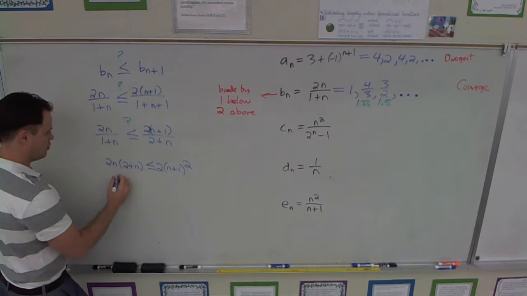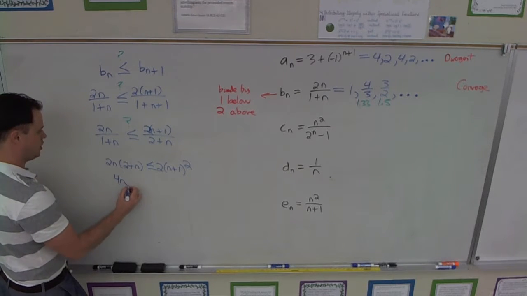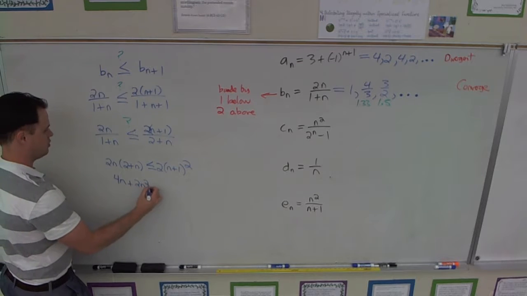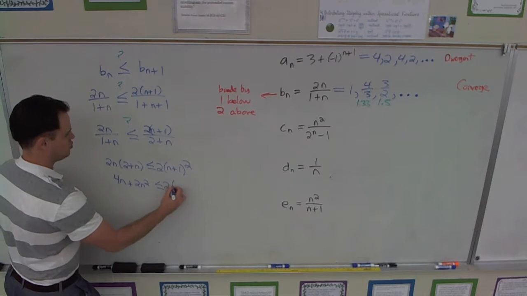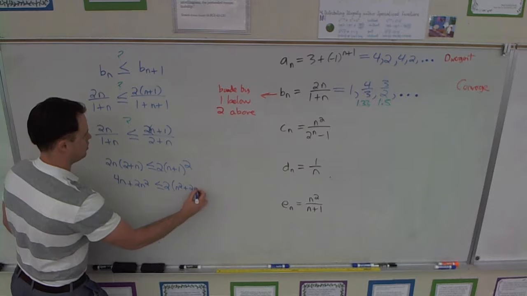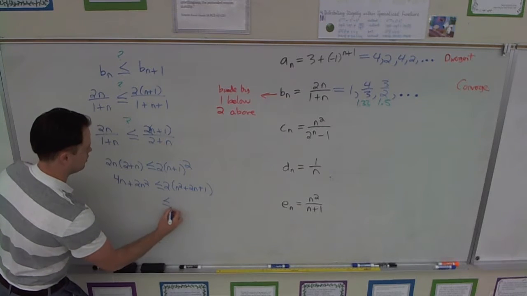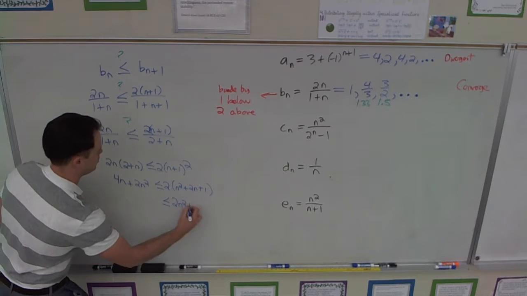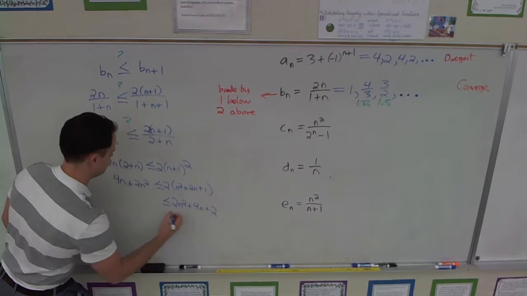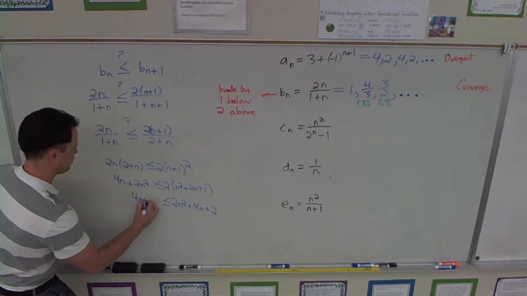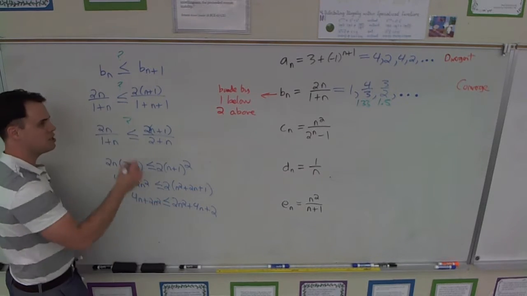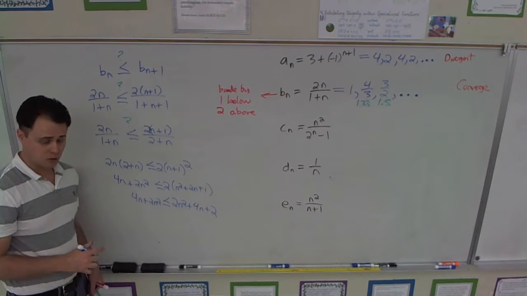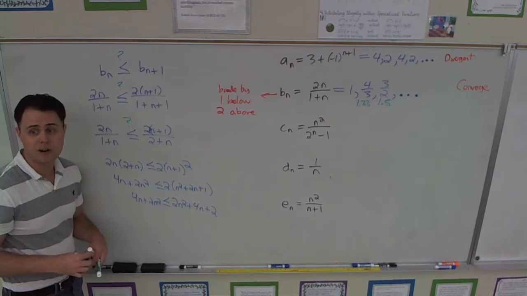So I think I'm just going to distribute now and see what happens. 4n plus 2n squared. This is going to be 2 times (n squared plus 2n plus 1), so that's 2n squared plus 4n plus 2. Ooh, that's already almost on the other side, isn't it? So when you're working with a statement like this and trying to show that something's increasing or decreasing, just play with it. It'll come out if it's true.